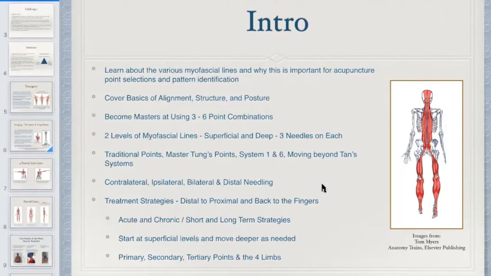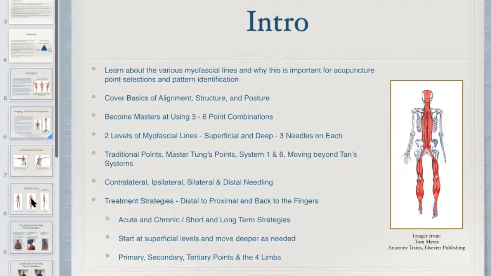Now, I also want to emphasize that this isn't a class on structure and alignment where we go into a lot of detail. I draw from Tom Myers' book, and he speaks about just 4 basic principles. We'll speak about that more tonight. Understanding structure and alignment can be quite simple using just 3 or 4 principles and learning some quick checks, and I'll show you more in a later section. I also want to talk about how these myofascial lines exist on 2 different levels, basically. There's a superficial level and a deep level.